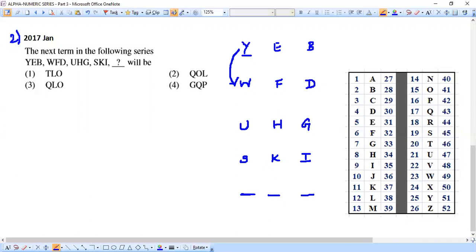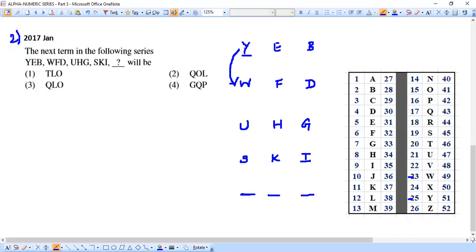Just come to the table. So where is Y placed? Y is at the 25th position, and from there to W they are moving. W is at the 23rd position. So from 25 to 23 they are moving, which means this time they are moving in the reverse direction.